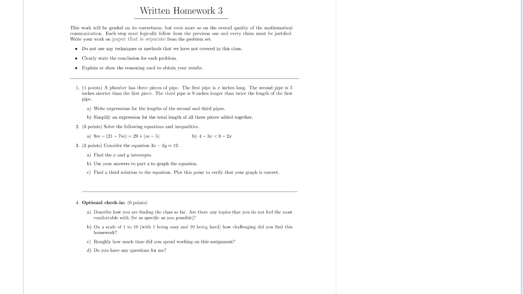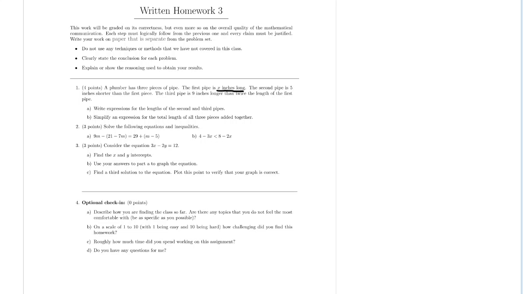So this first example says a plumber has 3 pieces of pipe and the first pipe is X inches long. So X represents the length of the first pipe. And then here we're told that the second pipe is 5 inches shorter than the first pipe, and then the third pipe is 9 inches longer than twice the length of the first pipe. So here we have some information about the second piece and the third piece, but it's in terms of the length of the first piece.